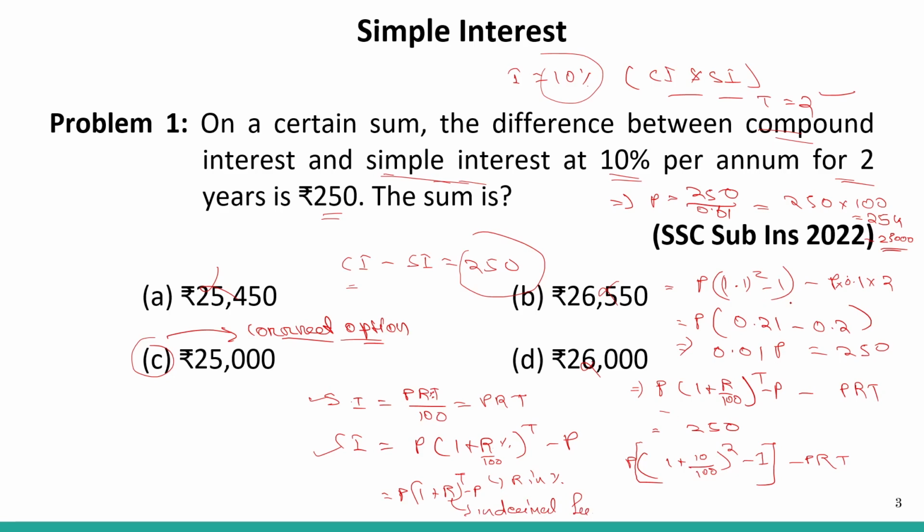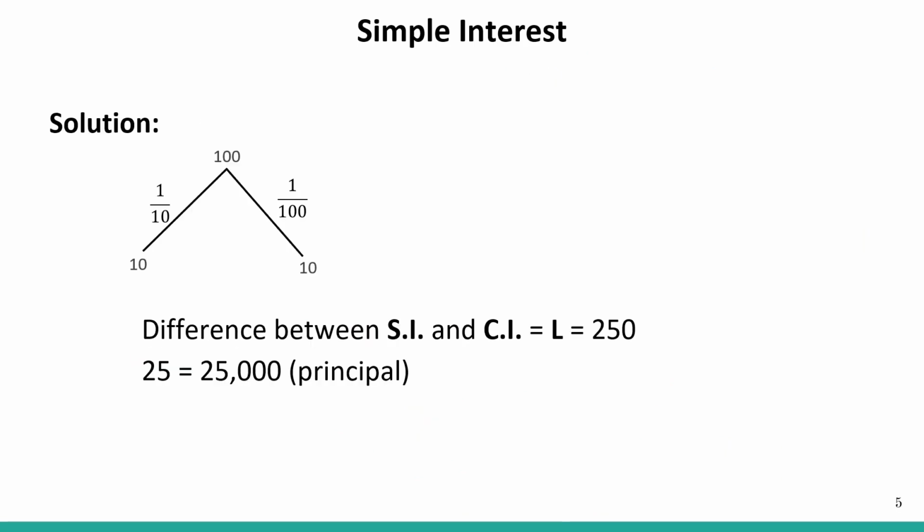Okay, then what we did was we did simple arithmetic operations, and what we are left with is 0.01 into P is equal to 250. So solving it, P is equal to 250 into 100, that is 25k, which is equal to 25,000. Okay, so let's go forward to the next question.